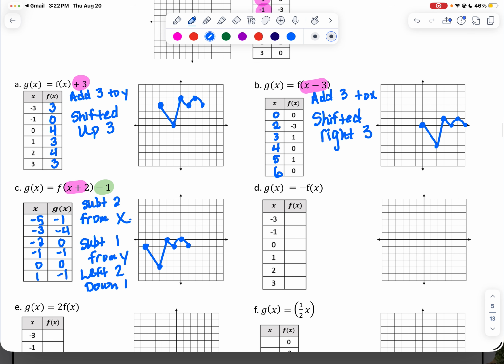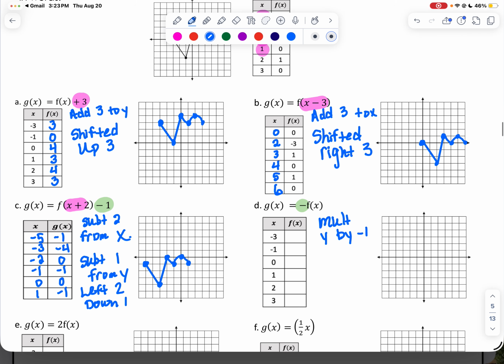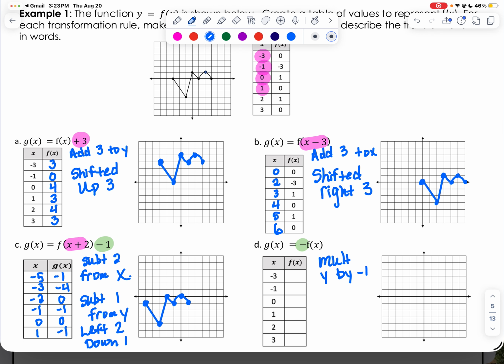Problem D, we have g of x equals negative of f of x. So this negative is on the outside of the function, so it's only going to affect our y values. So you're going to multiply y by negative 1. So I'm going to take my y values. My first y value is 0 times negative 1 is still 0. Negative 3 times negative 1 would be positive 3. 1 times negative 1 is negative 1. 0 times negative 1 is 0. 1 times negative 1 is negative 1. And 0 times negative 1 is 0.